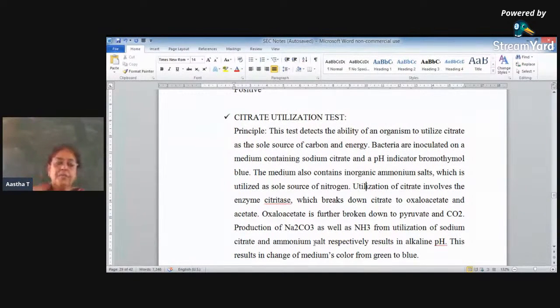So source of carbon is what? Carbon and energy, citric acid. Source of nitrogen is what? Inorganic ammonium salts. So how does the organism utilize citrate? With the help of enzyme citratase. So it breaks down citrate to oxaloacetate and acetate. Oxaloacetate is again broken down to pyruvate and carbon dioxide. So carbon dioxide will result in the formation of sodium carbonate as well as ammonia by utilizing this sodium citrate.